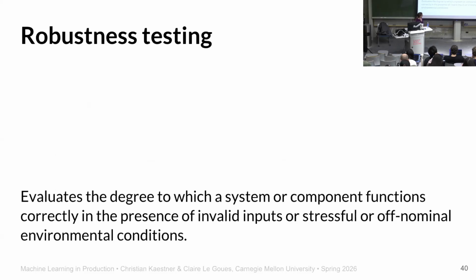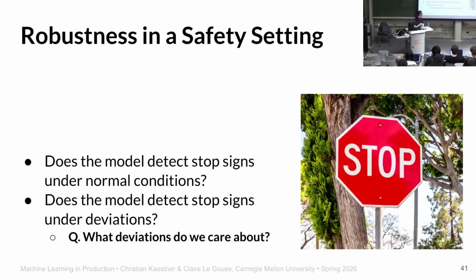So robustness testing is evaluating the degree to which a system or component functions in the presence of invalid inputs. It has a rich history outside of machine learning. Like I said, it largely started in operating systems. And if you are looking for it here, what you're doing is asking questions like, what deviations do we care about for a model that detects stop signs? That's how you can use that idea in a safety setting.